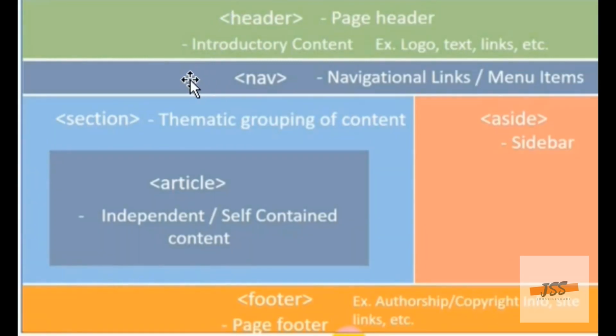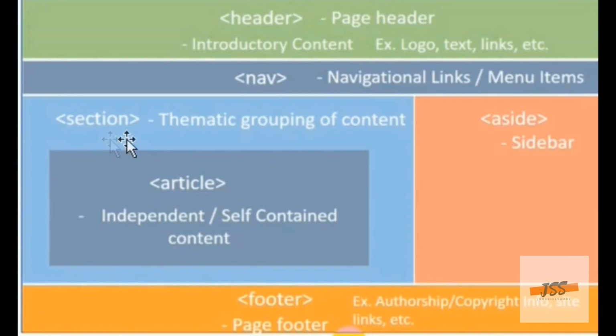Then comes the nav tag. The nav tag is used to add the navigation list or menu items of the web page, like home, about us, contact us, etc. Then we also have the aside tag that can be used if we want to add a sidebar on the web page. Then we have the section tag for different sections on the web page, and we use it for thematic grouping of the page content.